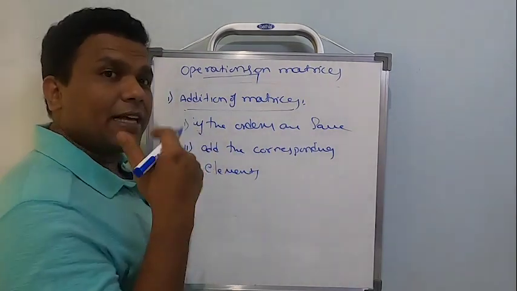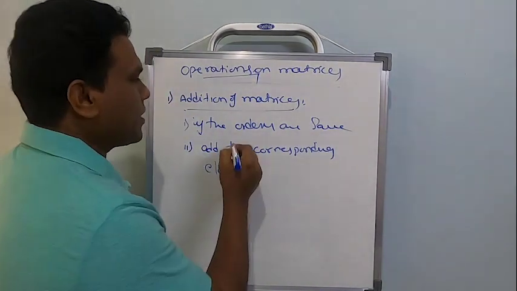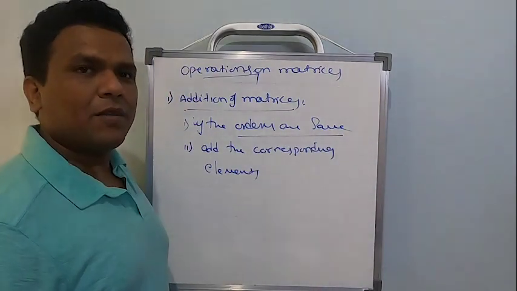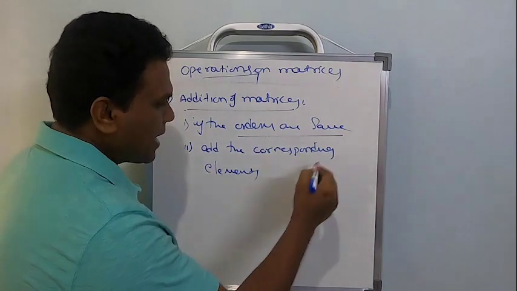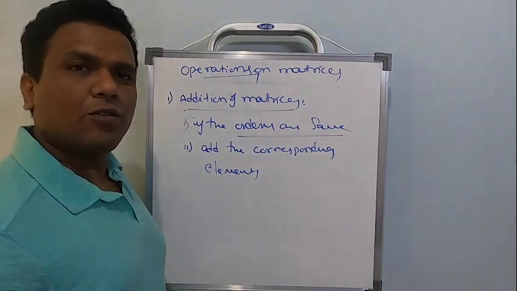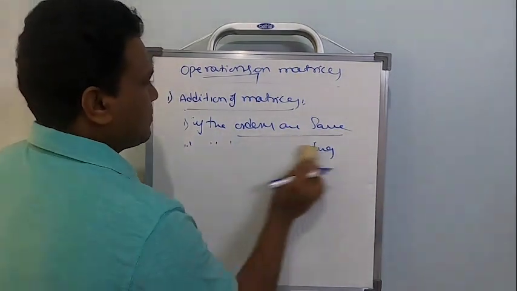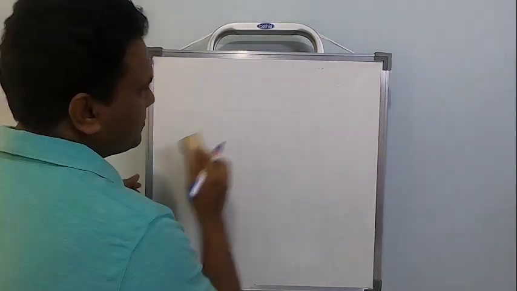So addition exists. The first condition is always important for us. Their order should be same, and after checking this, the addition is obtained by adding the corresponding elements of the given 2 matrices. I will give you a simple example to understand this.